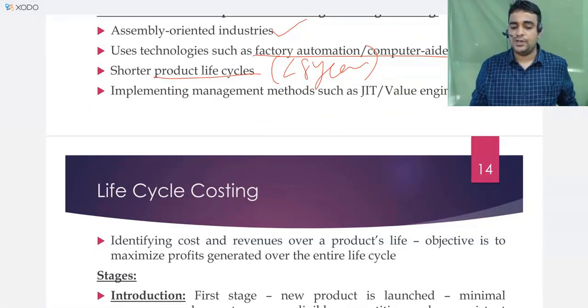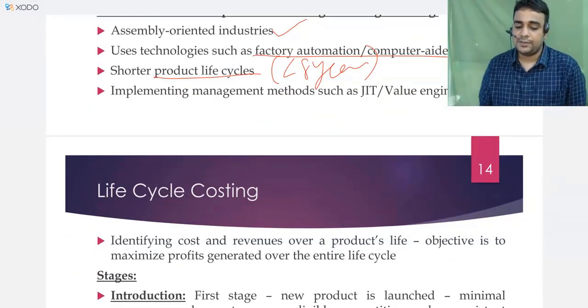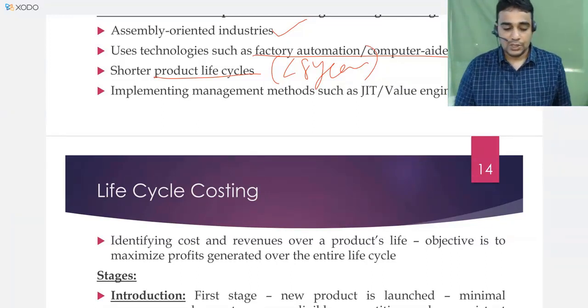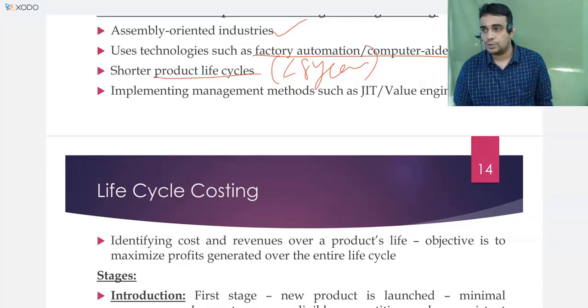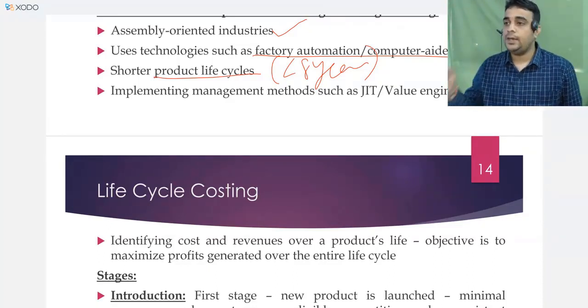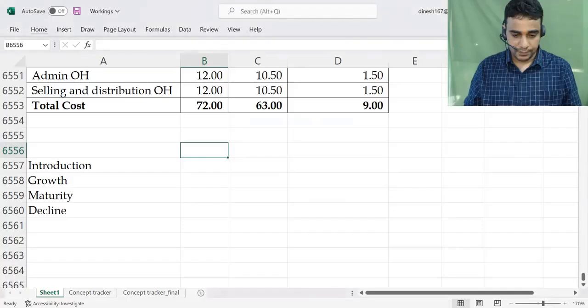Identifying cost and revenues over a product life. The objective is to maximize profits generated over the entire life cycle. You have 4 stages: introduction, growth, maturity and decline. The introduction stage is the first stage, where you are introducing a new product.